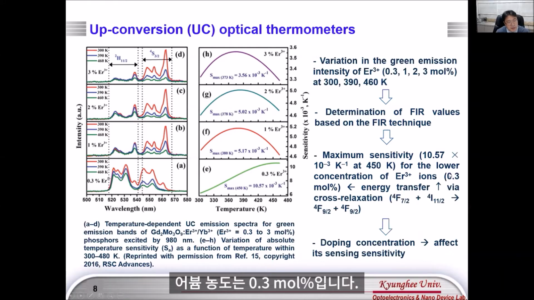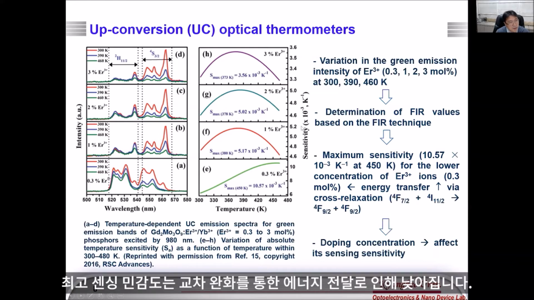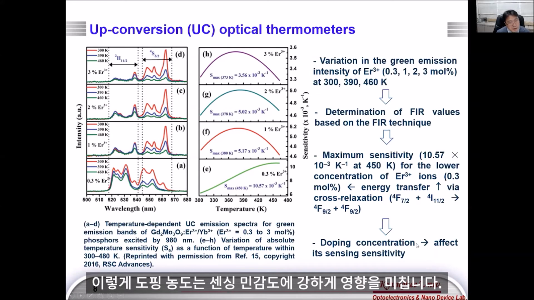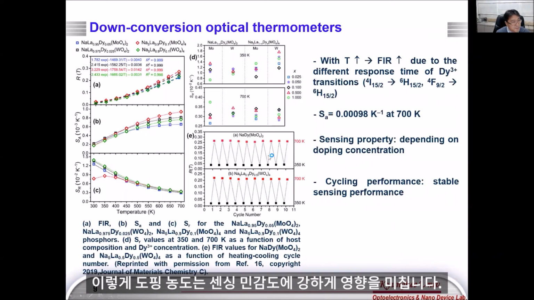The erbium concentration is 0.3 mole%. Increasing the erbium mole concentration, the maximum sensitivity is decreased due to the increased energy transfer via cross relaxation. So doping concentration strongly affects its sensing sensitivity.